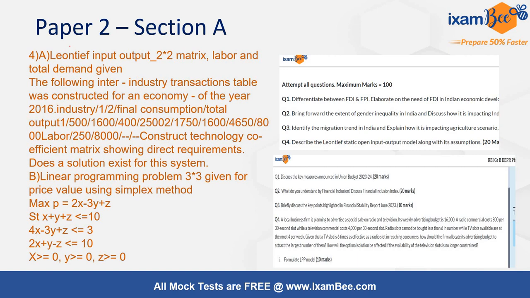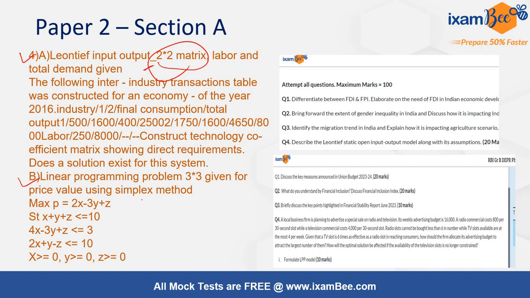Then questions were from Leontief and the linear programming model. So for Leontief, you were given an inter-industry transactions table, and basically you had to solve the input-output model. It was a 2x2 matrix that was given, and you had to find whether the solution exists for the system or not using the Leontief input-output method.